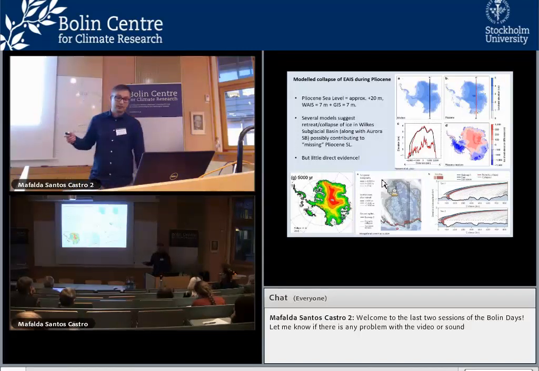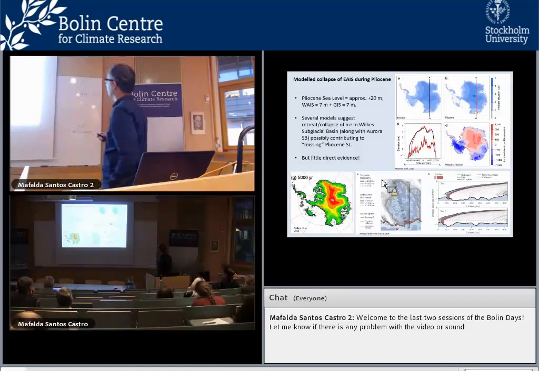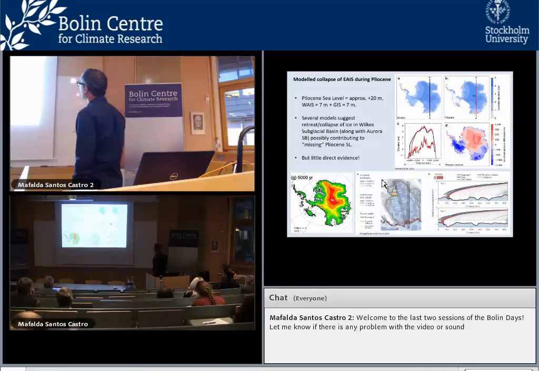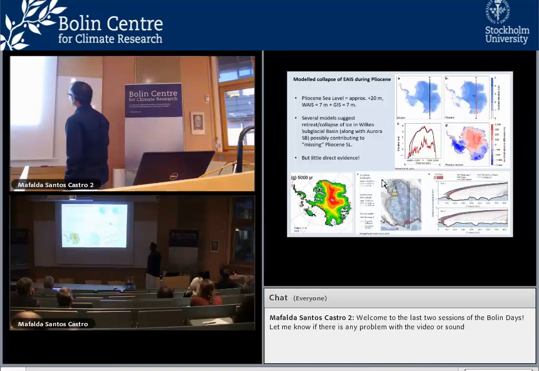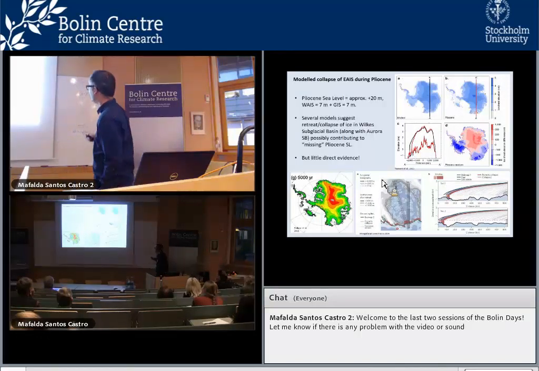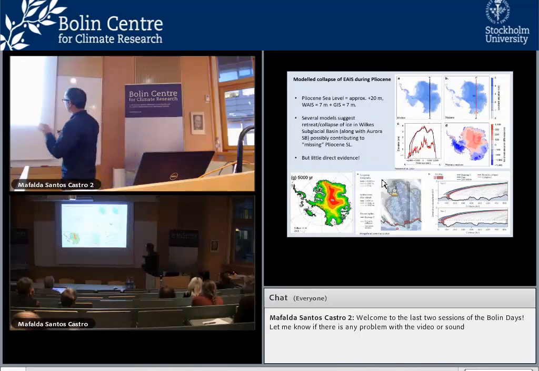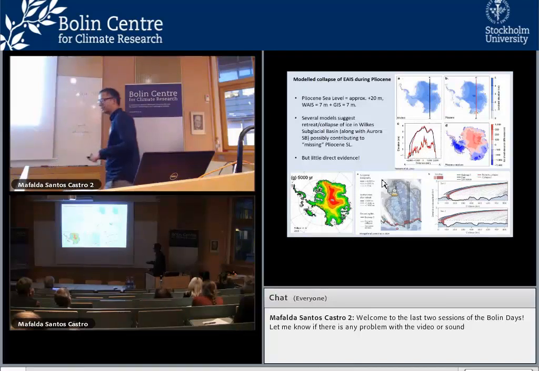There have been several modeling studies that have looked at this. Here at the top is the modern ice sheet, and you can see that during Pliocene times, not only do you have the collapse of the West Antarctic ice sheet, but you have partial collapse into the subglacial basin. This diagram down here shows a similar thing. These blue colors are a comparison between modern and Pliocene, and you can see this big change here and here over the West Antarctic ice sheet.